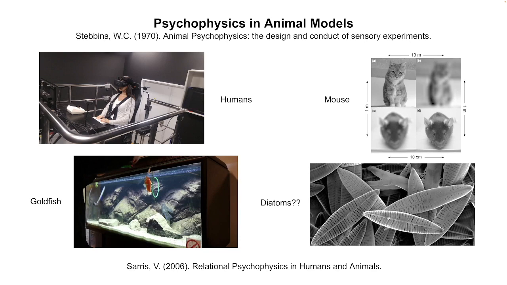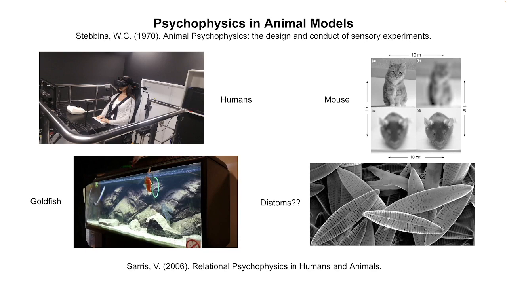So one interesting area of research that is in the same vein as this is psychophysics. And so psychophysics has been applied to a number of animal models. This reference by Stebbins from 1970 talks about animal psychophysics, so designing experiments that are optimized for animals. They mean non-human animals, but of course you can apply psychophysics to humans. You can also apply psychophysics to mouse. So this is where mice are looking at cats and other mice. And then you have goldfish, and then maybe even diatoms. Now, no one's done work in diatoms in terms of psychophysics, but that's kind of what we're proposing happen.